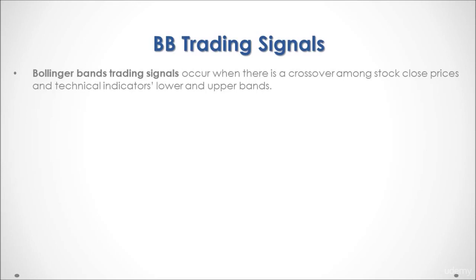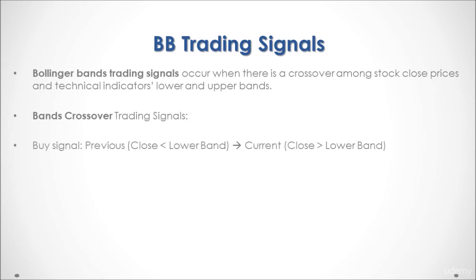Bollinger Band trading signals occur when there is a crossover among stock close prices and the technical indicator's lower and upper bands. Therefore, we have bands crossover type of trading signals, in which a buy signal occurs when the previous close price was less than the lower band and the current close price is greater than the lower band.